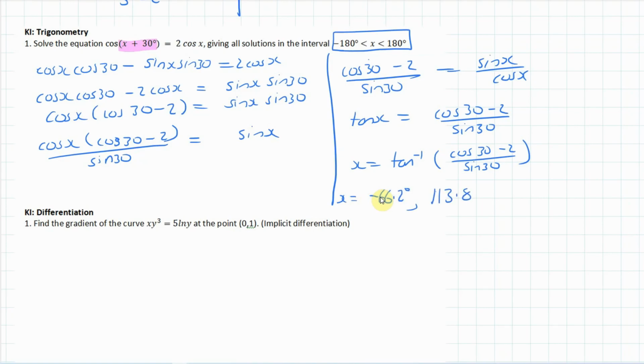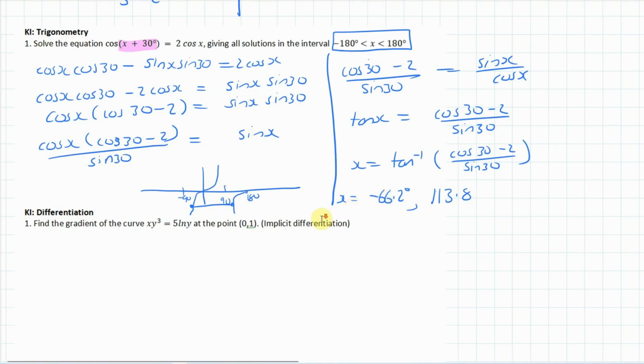Okay, and you can think of it like, if you just imagine your tan graph here, here's 0, it goes like this, here's 90, and then it'll go, and there's 180, and here's negative 90, so you've got one at negative 66. If you just shoot up 180, you're going to get the next one here, so that's that. Okay, hopefully that makes sense to you.